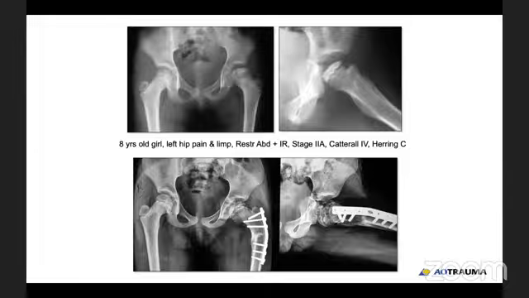And finally, here's an 8-year-old girl. So again, you can see an older age. You can see that there is a stage 2A, that's a Catterall 4 with a head-at-risk sign, Herring C. So again, we know that there's already some extrusion happening here. If you leave this child alone, she's going to end up with a poor prognosis. So therefore, we again underwent the same procedure of doing a varus osteotomy.